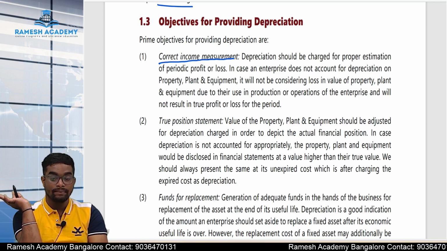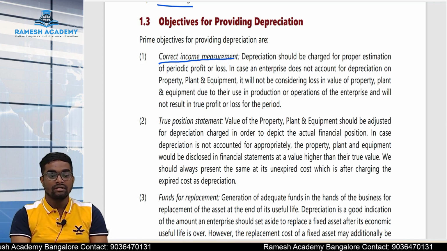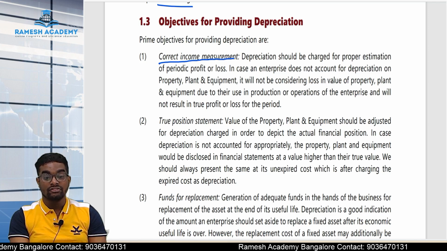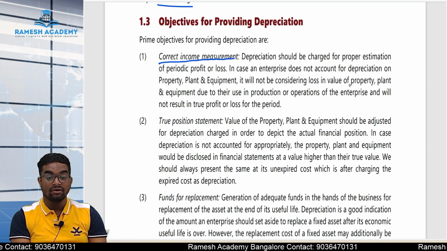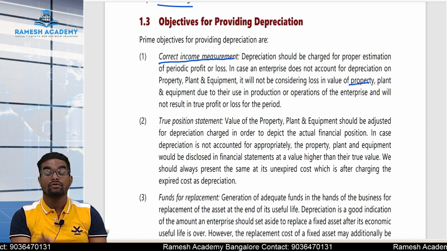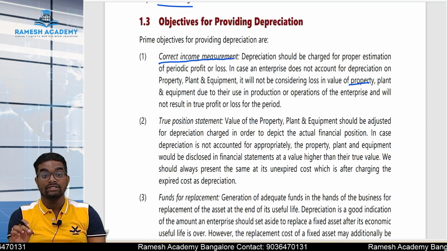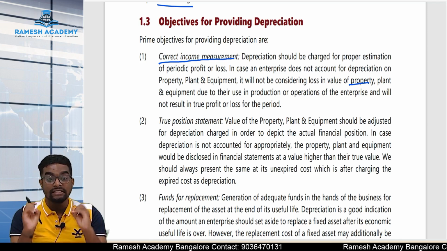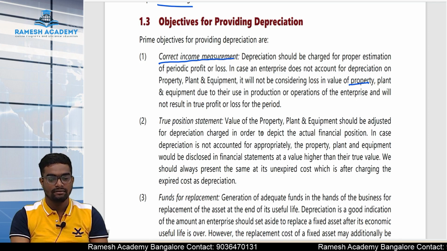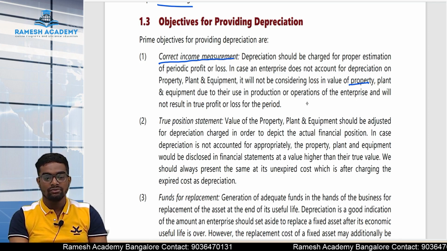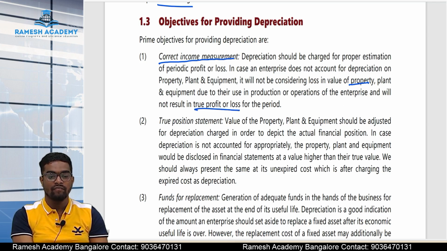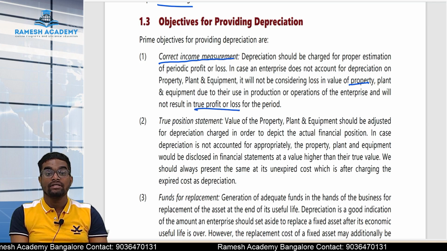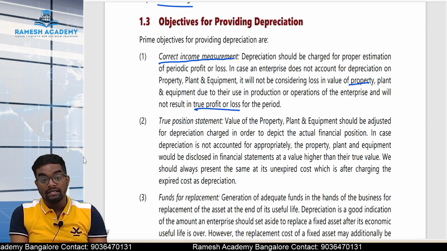If an enterprise does not account for depreciation on PPE, it will not be considering the loss in the value of PPE. So if you are not considering depreciation, you are not recognizing the cost of the asset for that particular period due to its use in the production or operations of the enterprise, and it will not result in true profit, because we are not allocating the cost of the asset.